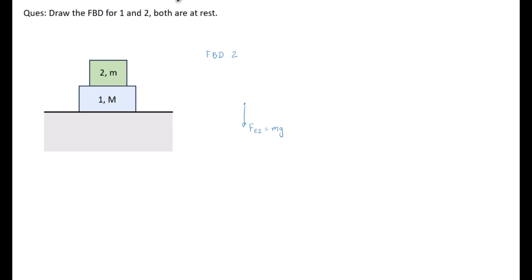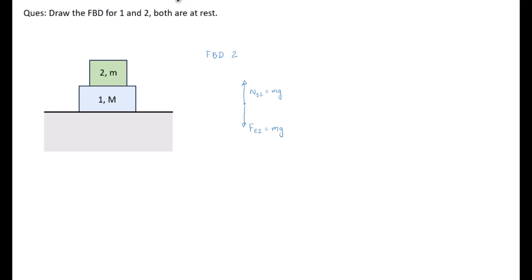Since it is in vertical equilibrium, the net force is 0, therefore there has to be an equal and opposite force in the upward direction, and maybe I can write it as normal force. But who is applying the normal force? Normal force is a contact force. It has to be applied by an object which is in contact with the object. So in this case, it is a normal force by object 1 on object 2. And because there is a vertical equilibrium, that has to be in magnitude equal to mg, the weight. So this is the free body diagram for object 2.